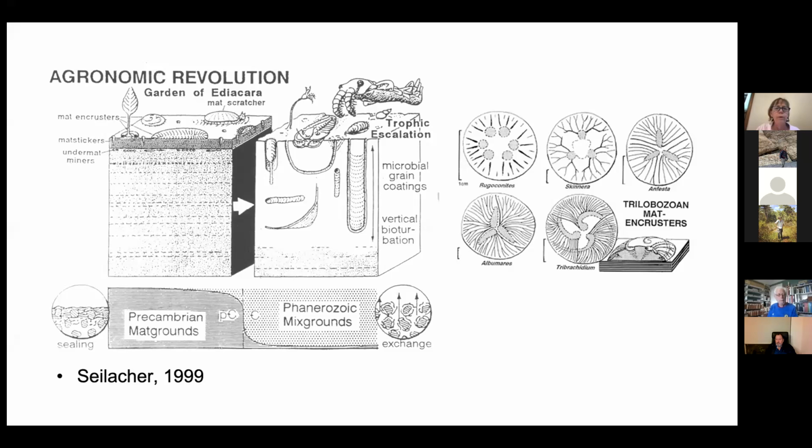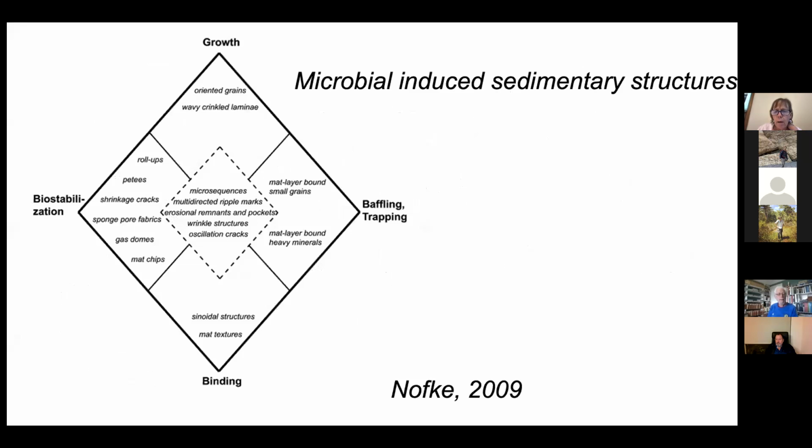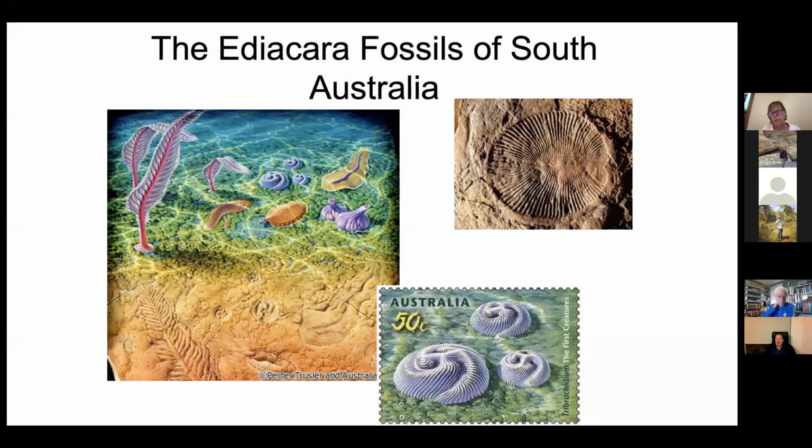Thinking about the ecological significance of these mats, Nora Noffke and many others have done a lot of work thinking about the sedimentological significance of microbial structures. And Nora came up with MISS, a phrase that we all know very well, microbial induced sedimentary structures. So today I'm going to look at both of these kinds of things, the sedimentological significance and the ecological significance of Ediacaran organic surfaces from South Australia.